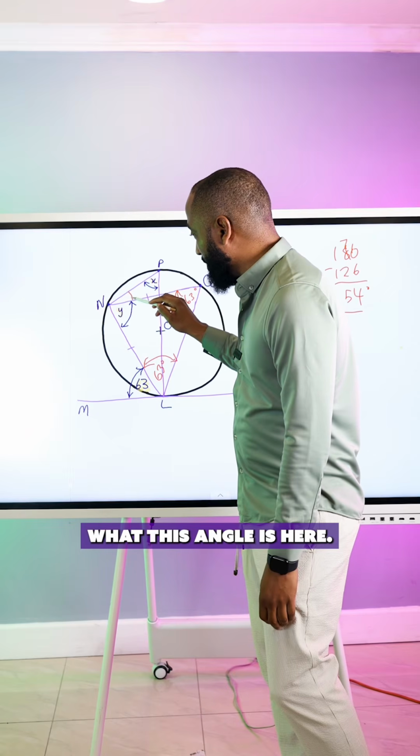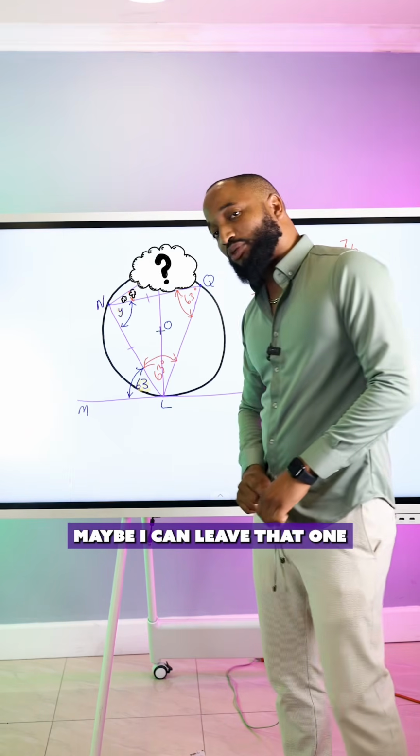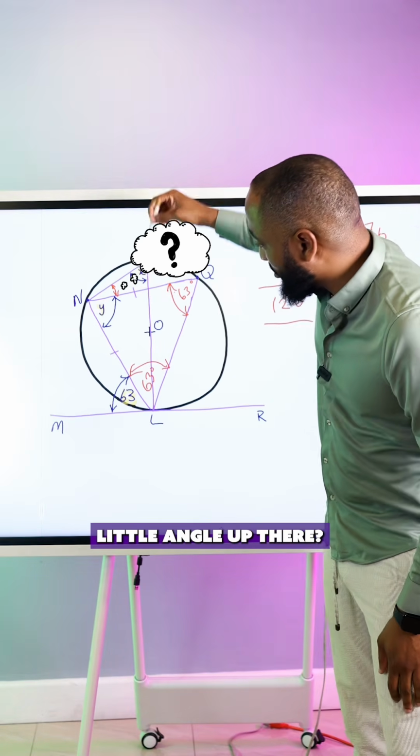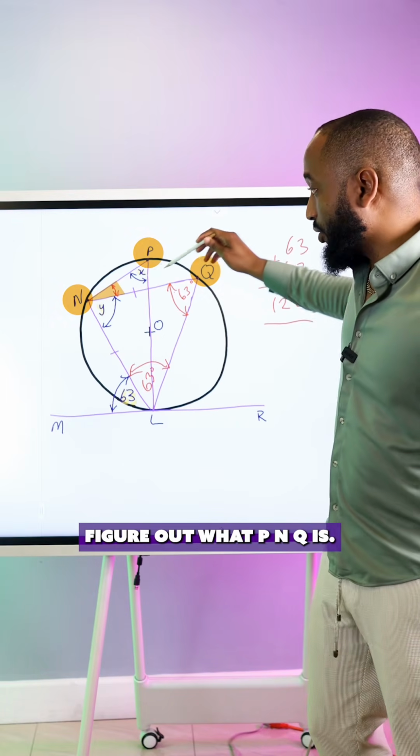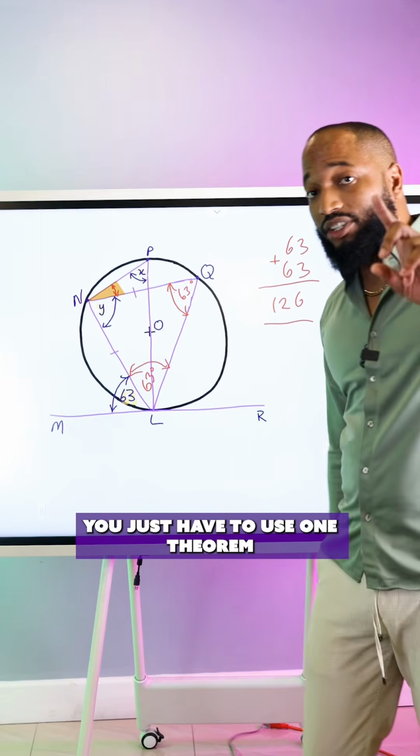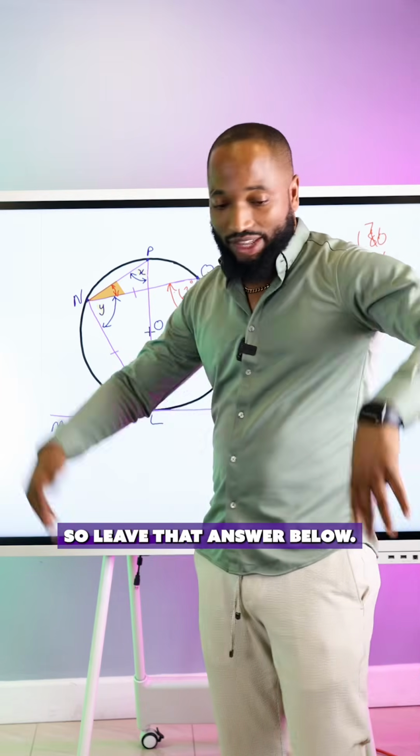They can also ask you what this angle is here. Maybe I can leave that one for you to figure out. What is that little angle up there? We can call it P and Q. Chat, figure out what P and Q is. You just have to use one theorem. It's usually the first theorem. So leave that answer below.